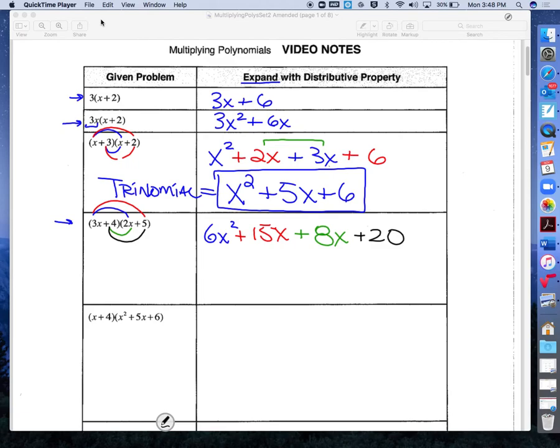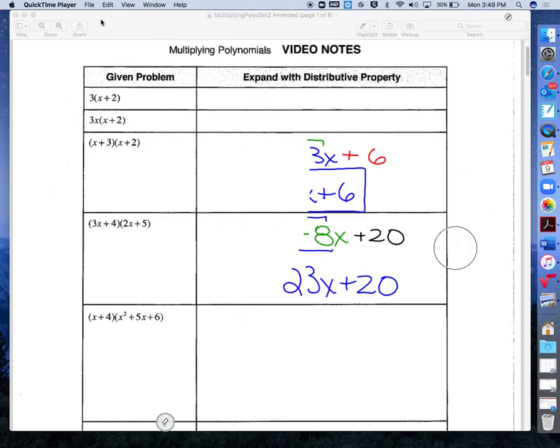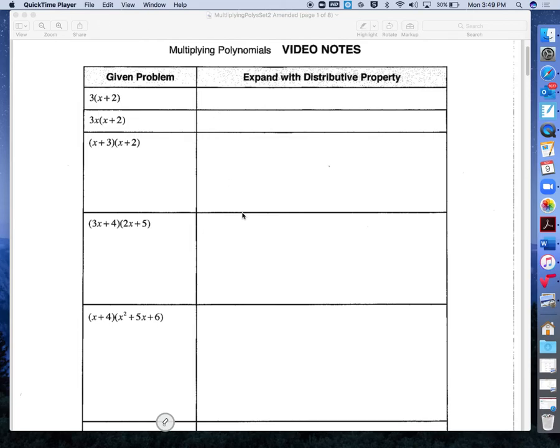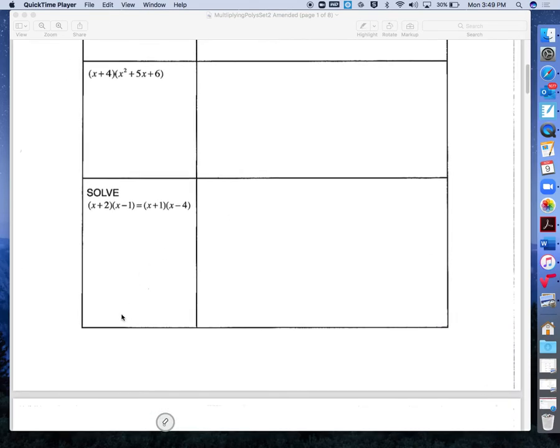So I've now created an expression with 4 terms. And once again, notice that I have like terms. So I'm going to add my like terms together, and I'm going to create a trinomial. 15 plus 8 is 23. Combining like terms. So once again, I've multiplied a binomial by another binomial, and I've created a trinomial. Notice all like terms have been combined. I have 3 distinct terms left over. Let's move on.